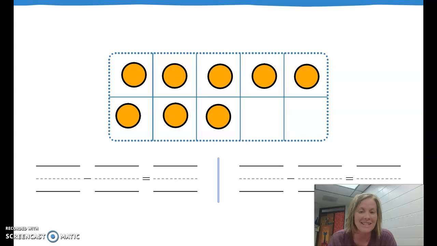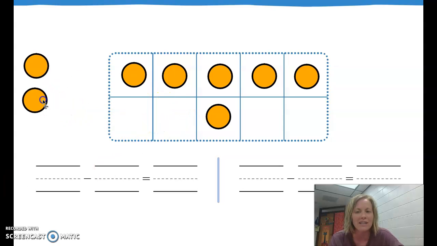All right, boys and girls, I have my 8 counters. Do you have your 8 counters on your page? Awesome job. So now I would like you to take away 3. Let's all take away 3. I'm just going to set mine over here to the side so I can see how many I take away.